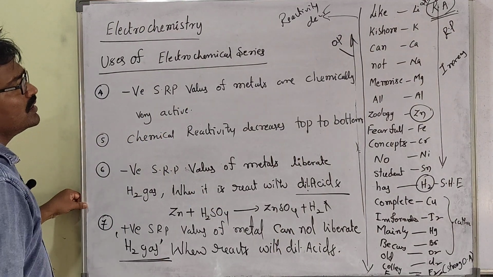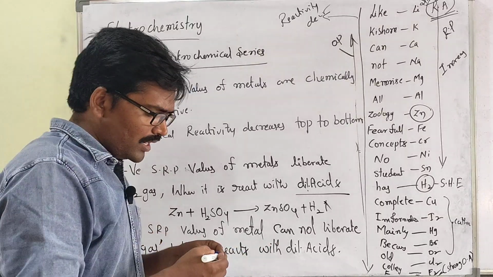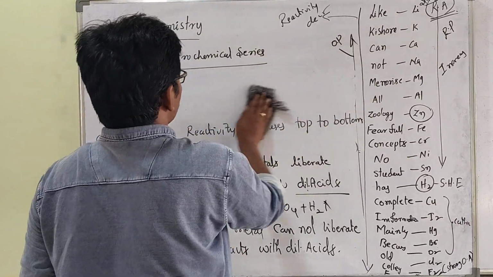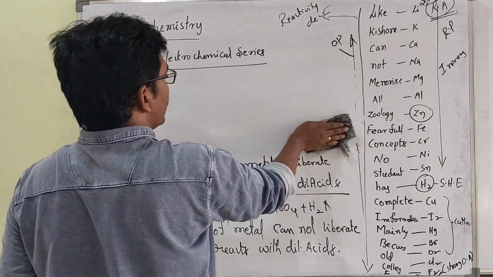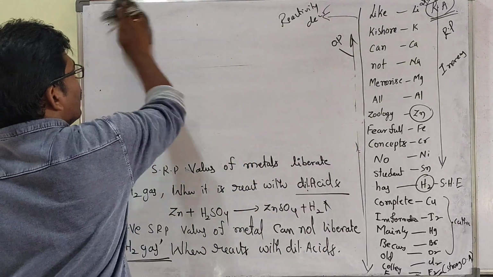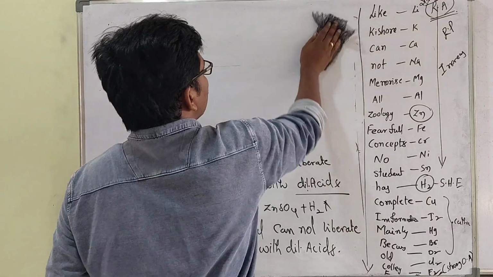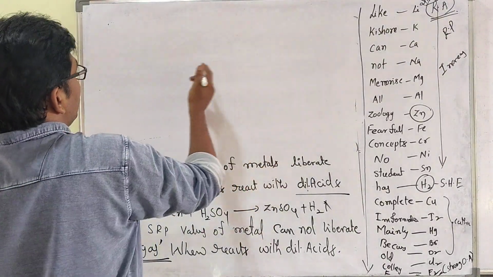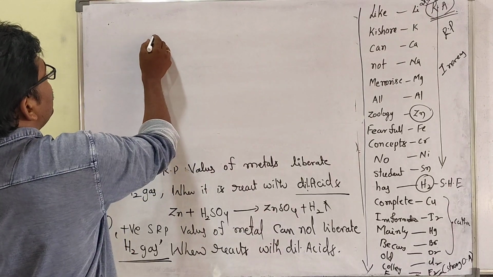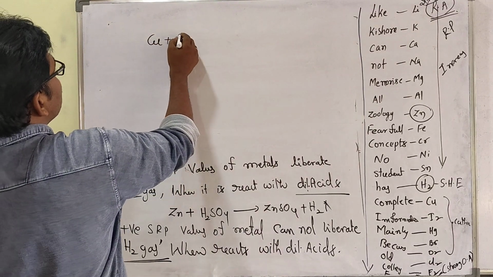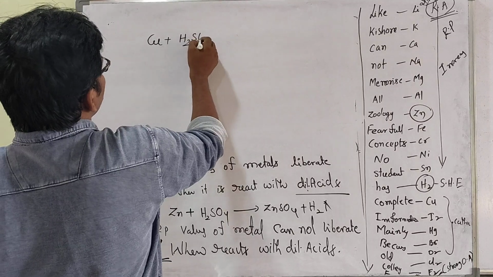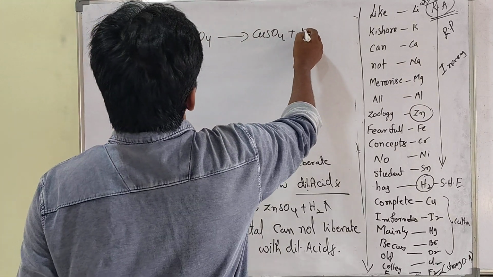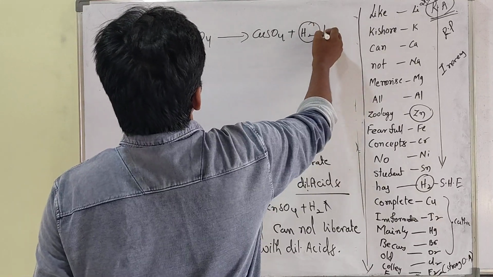Sir, why can't they release hydrogen gas? Sir, for example, what I said, take copper. Sir, copper below the hydrogen atom will be there, right? Yes. Then can it be replaced or not? So copper, in case if you take copper, when it reacts with H2SO4, then it will form CuSO4 and H2. ఈ రియాక్షన్ జరుగుతుంది కదా.